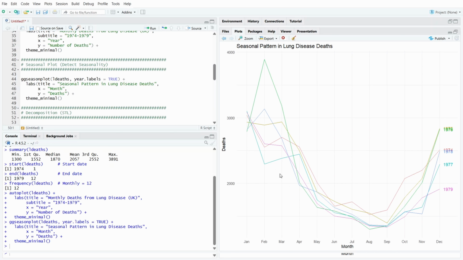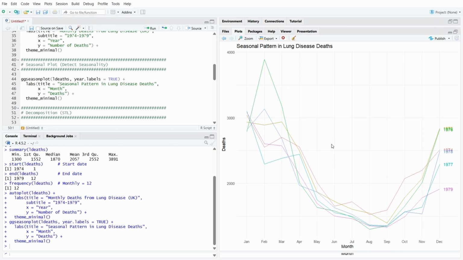Look at the U shape. Mortality is consistently at its lowest in August and September. But once we hit October, every single year begins a steep climb. By layering the years, we can really see that 1976 outlier we spotted earlier, that green line peaking in February. While most years are hovering around 2,500 to 3,000 deaths in late winter, 1976 shot straight through the ceiling.